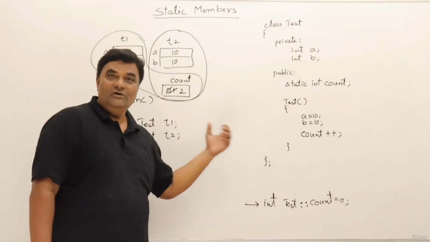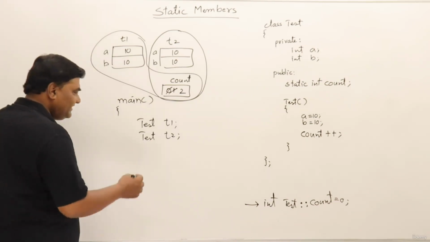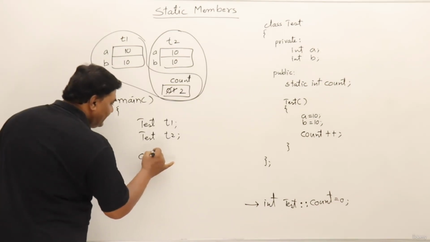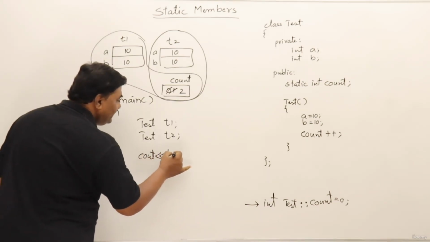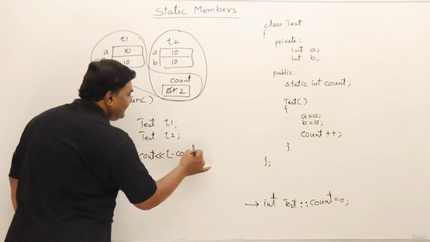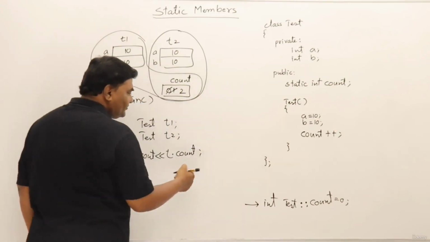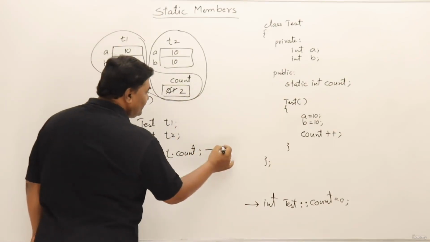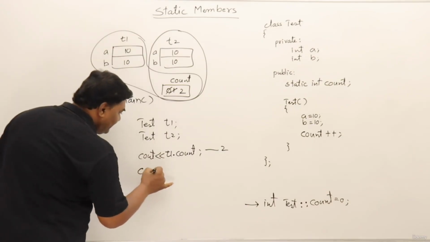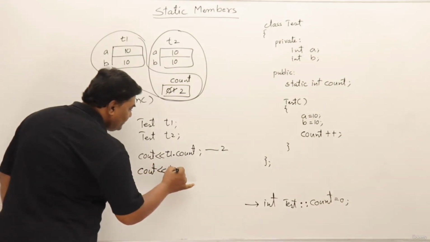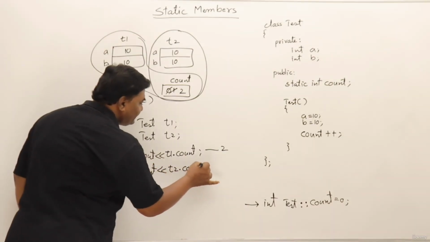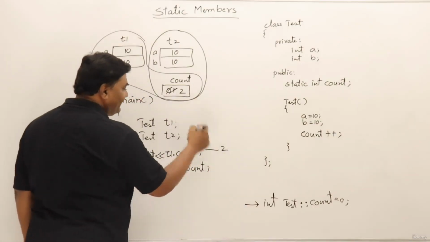Now let us see how to access that static variable. Can I say cout t1.count? Yes, I can access it because it's public. So what will be displayed? What's the value now? 2. Can I say cout t2.count? Yes, it's public, I can access it. What's the value? 2 only.